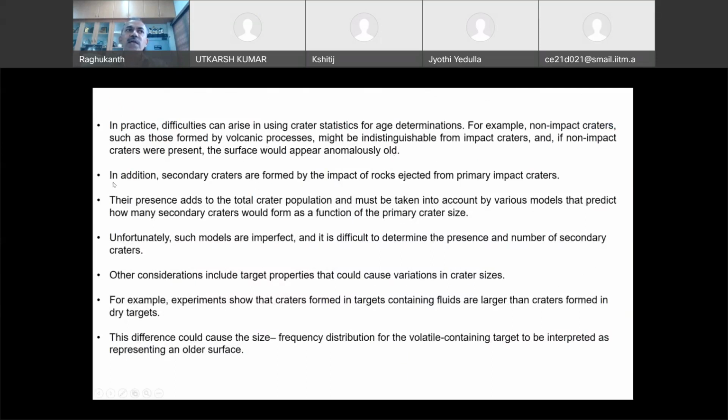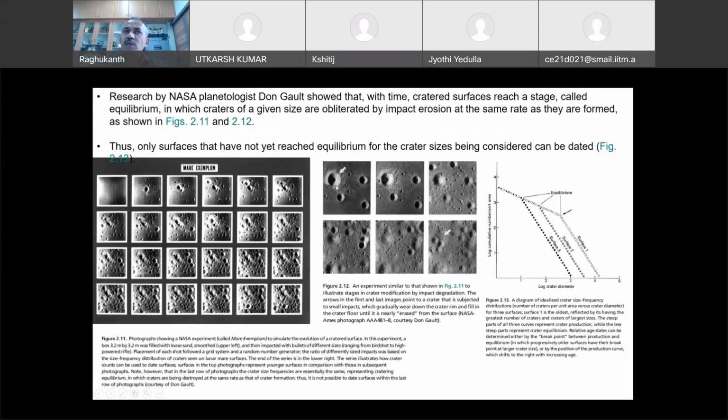Then, in addition, secondary craters get formed by the impacts of rocks ejected from the primary impact craters themselves. For example, when an impact happens, suppose a projectile strikes at this place, some material will fly off as ejecta. Last time I showed you in the lunar crater the ejecta blanket. The small things fly off from this place and fall on other surfaces, and they also create small craters.